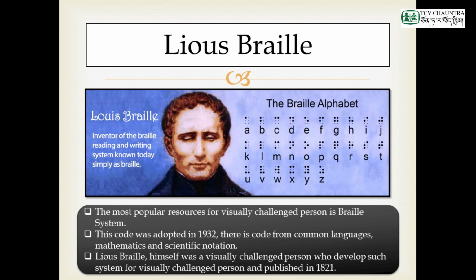There is a code in the Braille system for common language, mathematics, and scientific notation. Louis Braille himself being a blind person, a visually challenged person, still developed such things and published this Braille system in 1821. The code was adopted in 1932. Nowadays every visually challenged person can study.